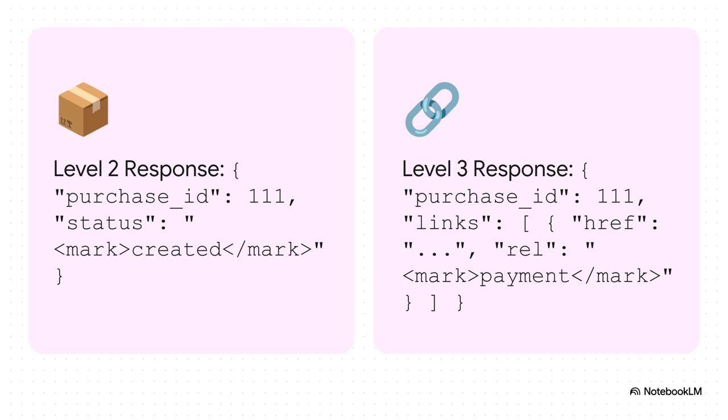Just look at the two responses. The level 2 response on the left just gives you data. The level 3 response on the right gives you the data plus a map. It includes links to the next possible actions, like paying or canceling. This means the client application doesn't need to know the URLs ahead of time. It discovers them dynamically. This massively decouples the client from the server, making the whole system more flexible.